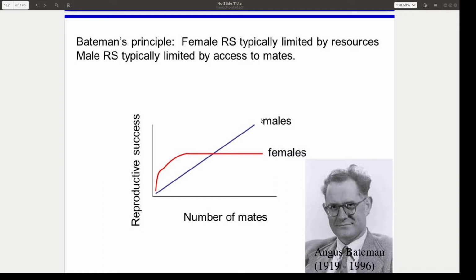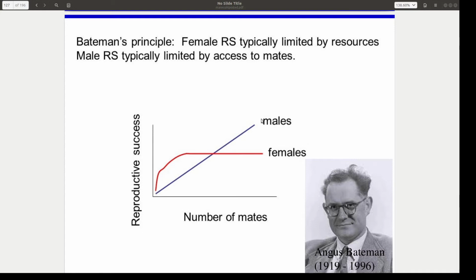Another way to state this is that you can state it without referring to males and females. You can just say, the sex whose mating success is limited by resources generally has a lower variance in reproductive success, whereas the sex whose reproductive success is limited by the number of mates generally has a much higher variance in reproductive success. There's another way of stating it, without biasing it in favor of males or females in any direction.